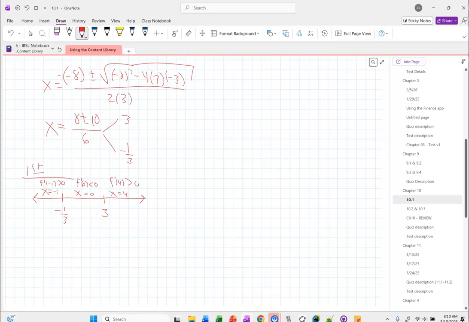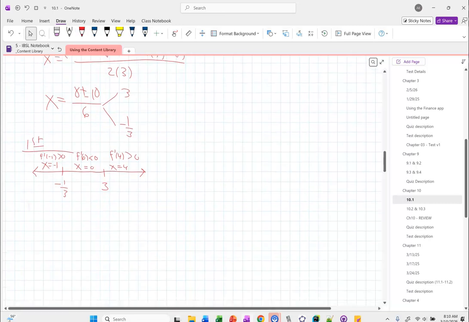Again, notice that I didn't bother finding the full number. You're welcome to, you have your calculator, type it in, there's no reason not to do that. Get the full number, but for the purpose of me doing this at the board, I don't really care what the number is, I just care about what the sign is.